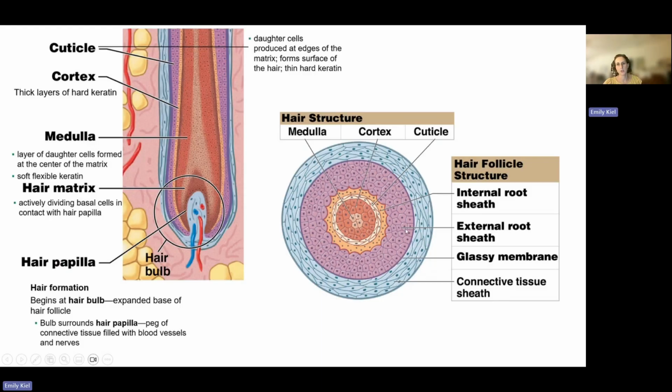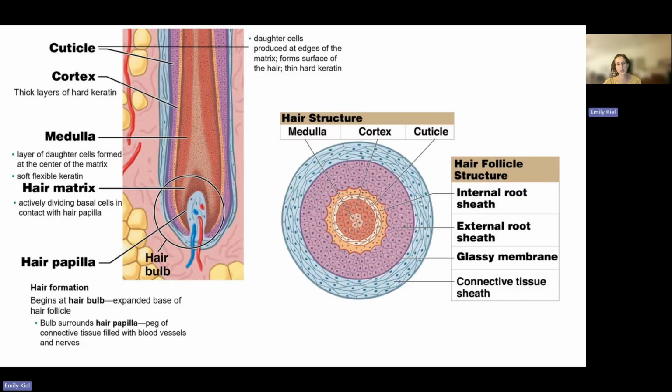And so if we look at a cross section of the hair, you've got your cuticle on the outside, then your cortex, then your medulla of your hair. If you think about all the commercials for conditioner, they're always talking about how it smooths the cuticle so your hair will look extra shiny.